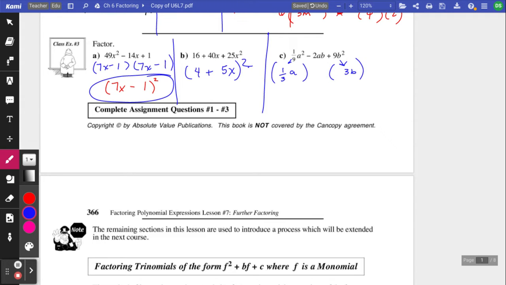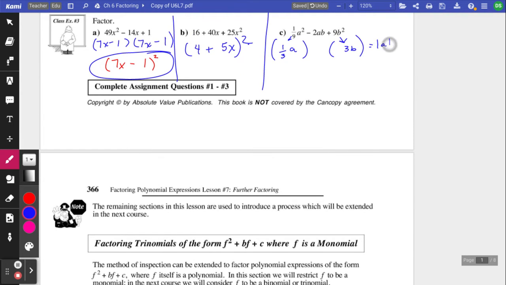What would you end up with? What's 1/3 times 3? Oh, you'd end up with 1AB. Double it. 2AB. Hey, it works. This is a perfectly square trinomial. So do you know how you factor a perfectly square trinomial? You take the square root of the first, the square root of the last, and the sign of the middle term. Don't forget to square the bracket.